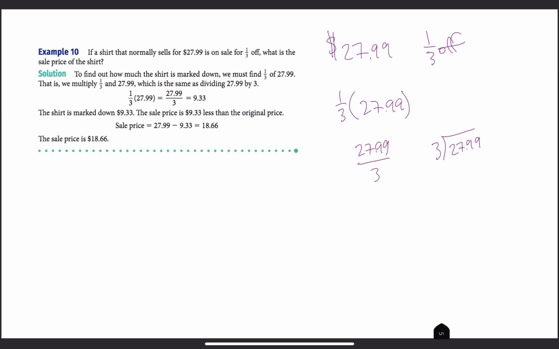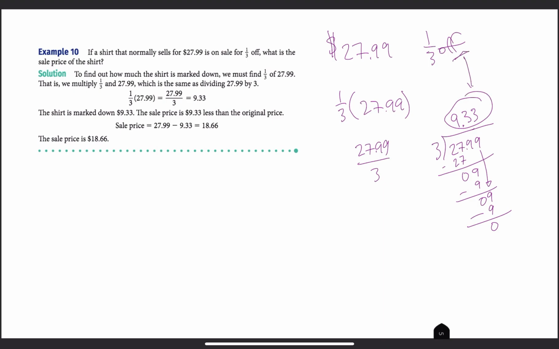So 3 will go into 27 9 times, because 9 times 3 is 27. So that goes in evenly, but now I need to look at my decimal parts. So the 9 comes down, 3 goes into 9 3 times. 3 times 3 is 9. Bring down the other 9. 3 goes into 9 3 times, because 3 times 3 is 9. Okay, so it went in nice and evenly here. So that is my discount here.